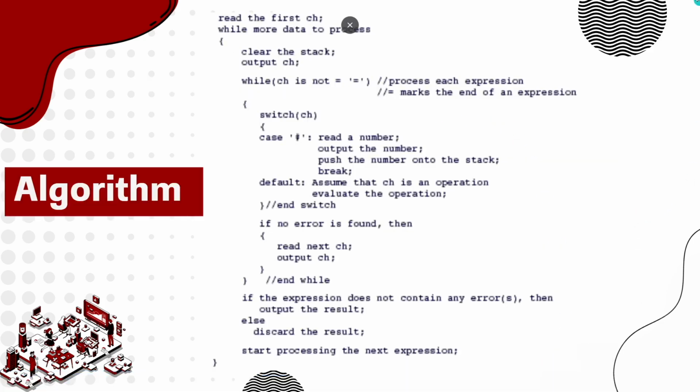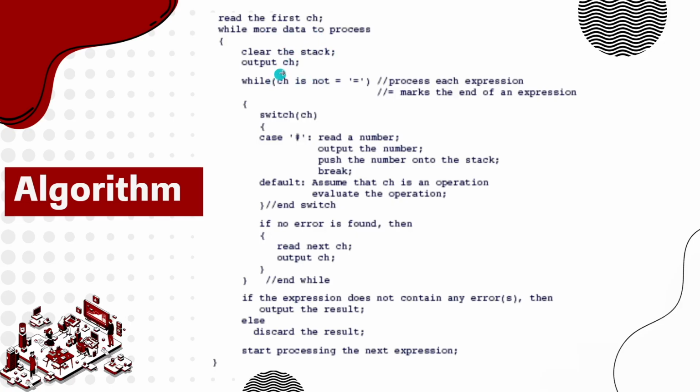So, the same has been presented in the form of an algorithm. Initially we have a stack, and we will be repeating the procedure as long as we are left with more symbols in the input. So, we read a character. We have one more loop, so we are going to loop till we reach the end of input. Here we have used an equal to mark the end of the expression.